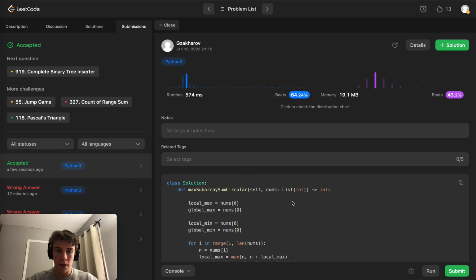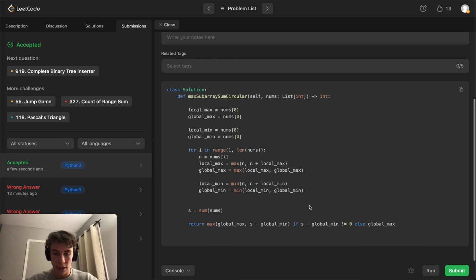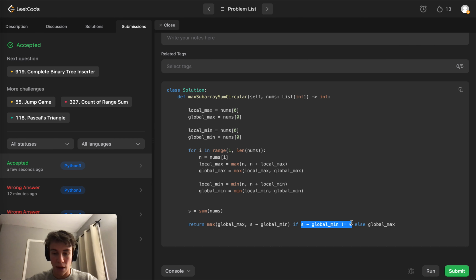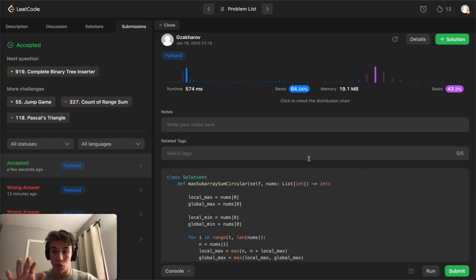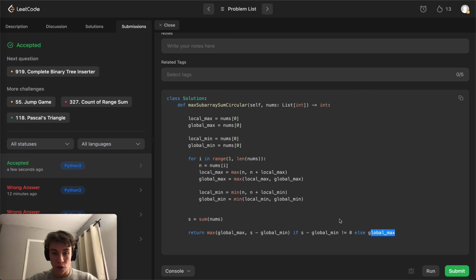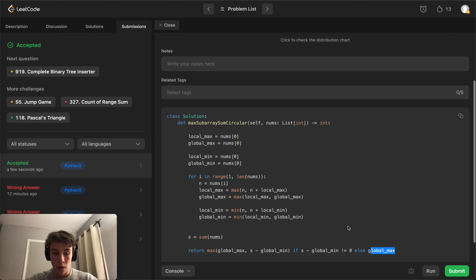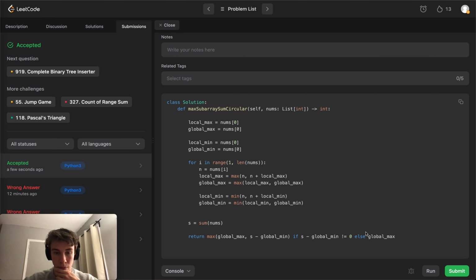Sweet. So, yep, that was the one condition that we had to watch out for, which was that if in some case the global minimum happens to equal essentially the sum, then that means that the whole array is considered as a sum, and we should disregard that. This could have been done a little bit cleaner. Let's look at some solutions.